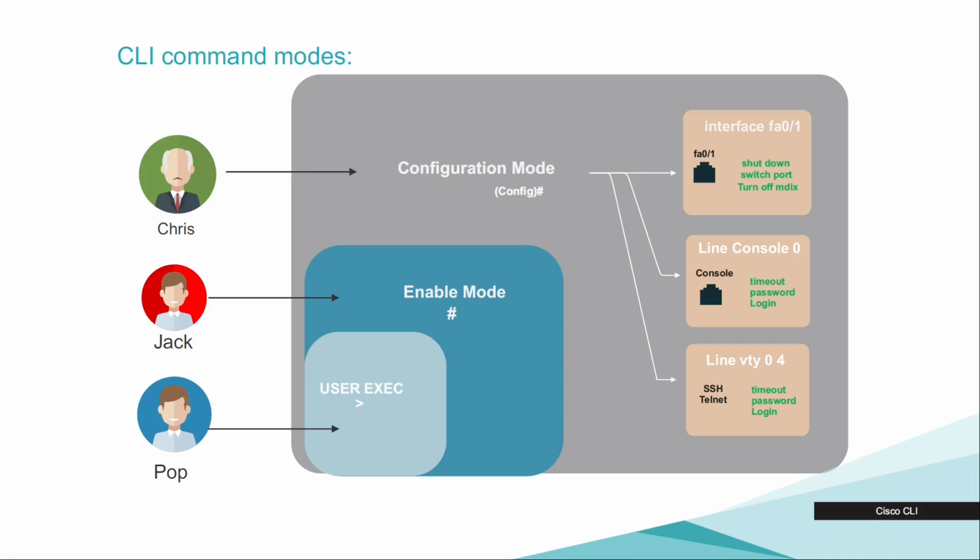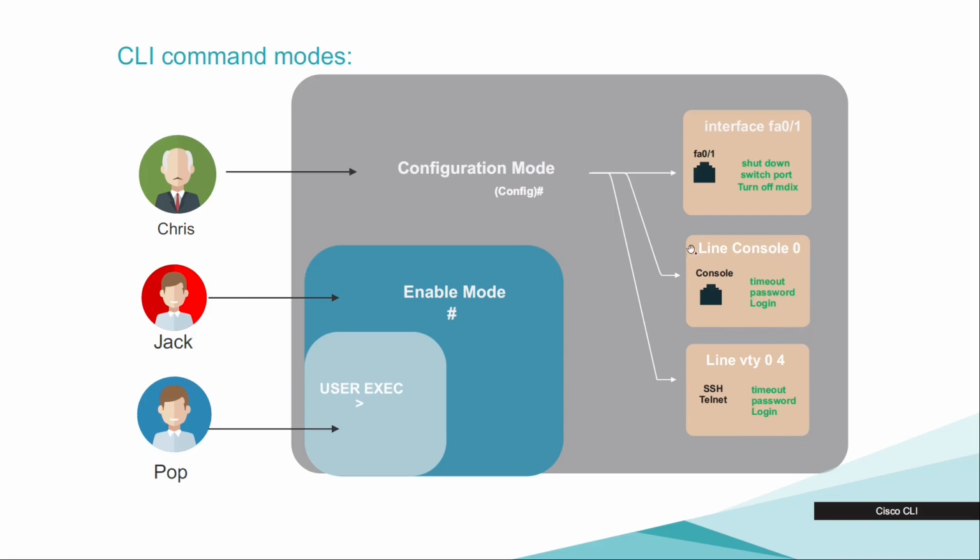We can also go into the console sub configuration mode. So if we are in the global configuration mode and we type the command line console 0, this will take us to the console port configuration. We can do some of those configurations inside the line console. We can also access the line VTY 0 4, which will allow us to configure SSH. And as you can see here, those commands are similar to the commands in line console.